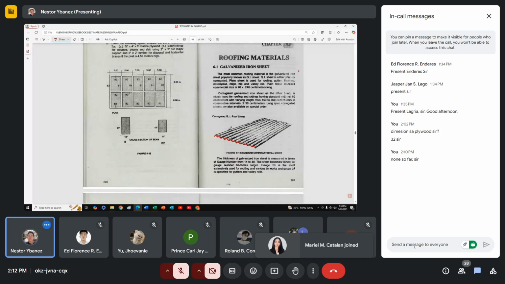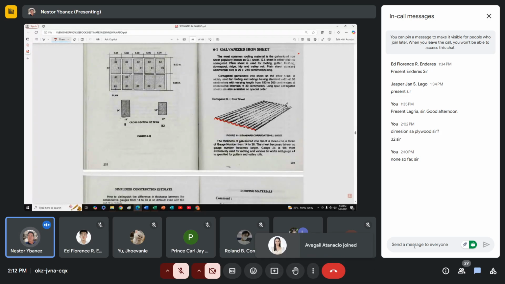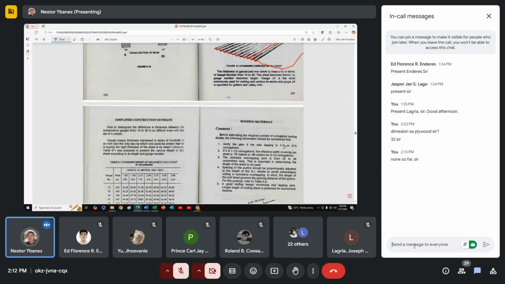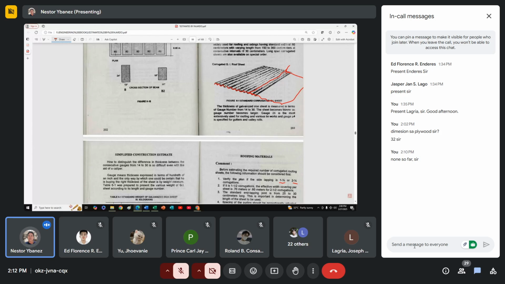Then there is side lapping, where one sheet overlaps the other. There are two types of overlapping: 1 and 1/2 corrugations and 2 and 1/2 corrugations. So you count one, two, and a half, then lay the next sheet over it.